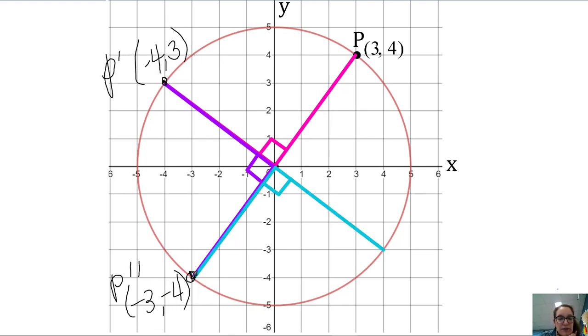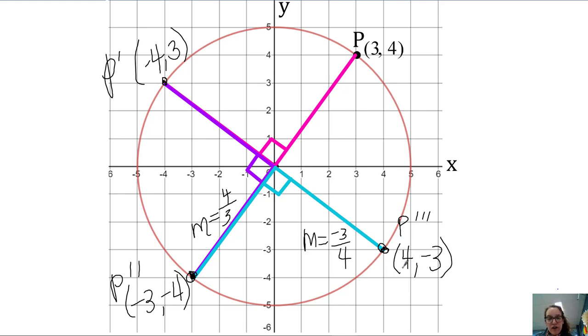Okay, and we're going to do it one more time. I'm going to take point P double prime and rotate it 90 more degrees counterclockwise. So right now point P double prime is in the third quadrant. When I rotate it 90 degrees, it's going to end up in the fourth quadrant. The slope of this blue line was 4/3. So the slope of this other blue line is going to be the opposite reciprocal, which is negative 3/4. So from the origin down 1, 2, 3 over 4, 1, 2, 3, 4 puts us at 4, negative 3, and this is P triple prime because that's the third rotation, the third transformation.